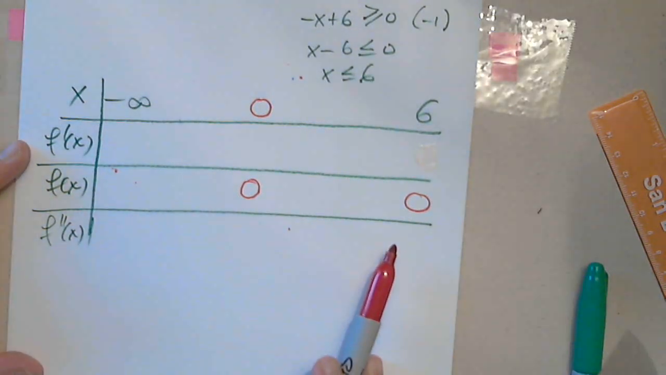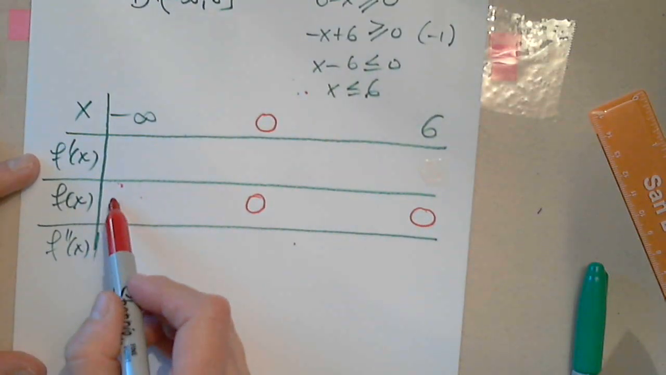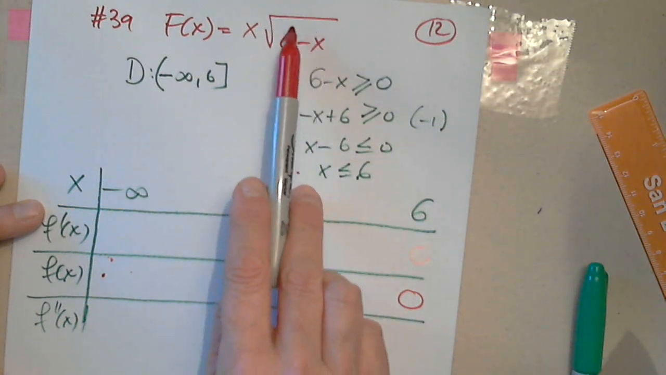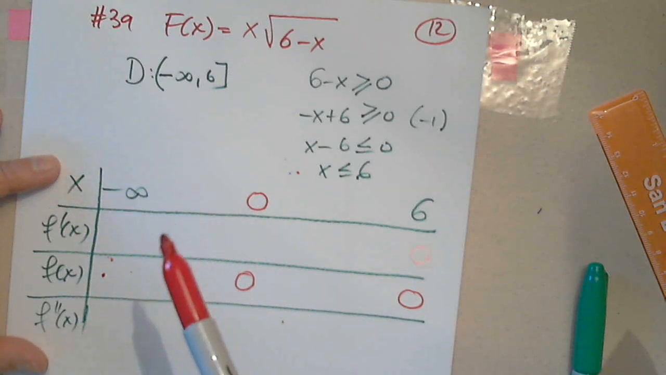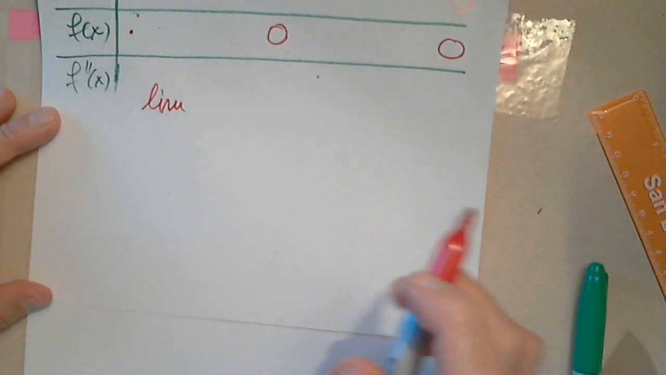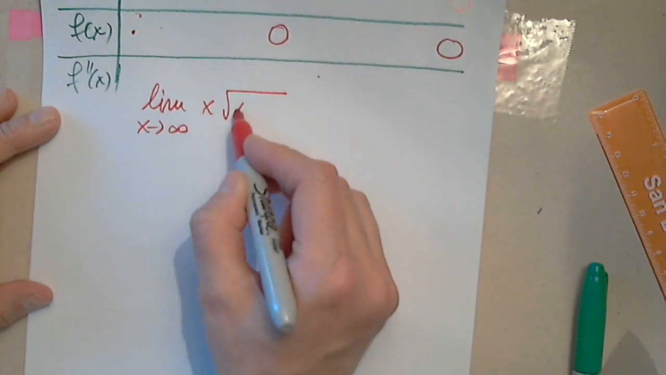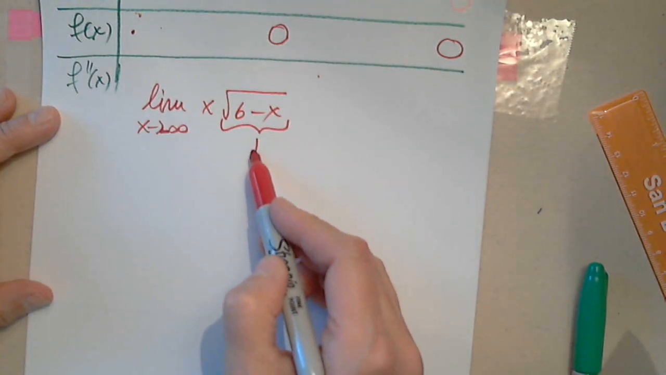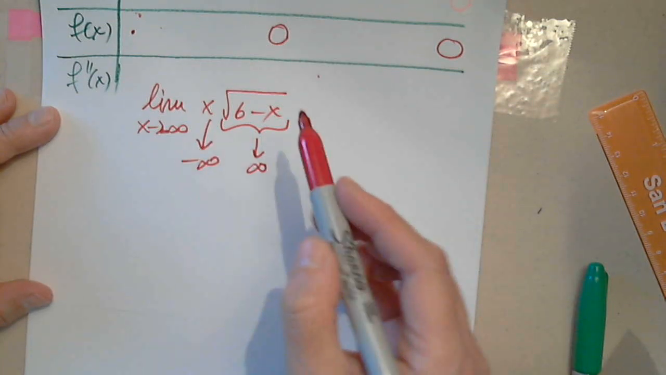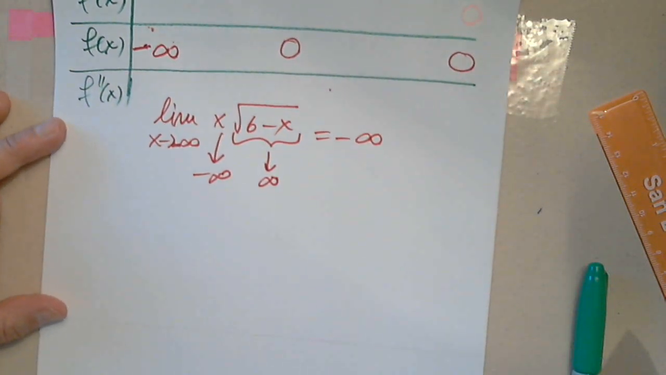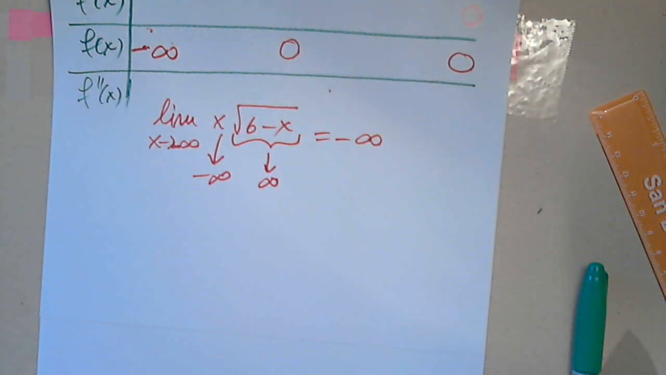So the other thing that I need to determine, I found the x and y intercepts. I need to determine this limit. So when x approaches negative infinity, this goes to infinity and this goes to negative infinity. So the limit as x approaches negative infinity of x times the square root of 6 minus x. This piece goes to infinity, and this one goes to negative infinity. So then the answer is negative infinity. And we cannot find anything else about the function from the function itself. That's done. Now we can move on to the first derivative.